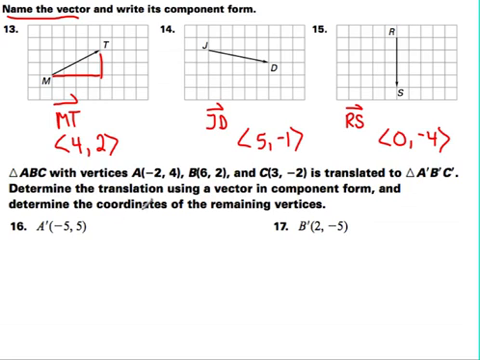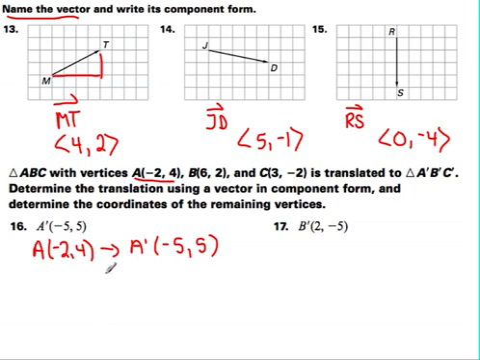Okay, next. Triangle ABC has the vertices -2, 4. Well, there you can read them yourself. And it's translated to triangle A prime, B prime, C prime. Determine the translation using a vector in component form and determine the coordinates of the remaining vertices. Okay, so first off, we know that A is -2, 4. I got that from up in the picture here. And that's going to turn into somehow A prime, which is -5, 5.